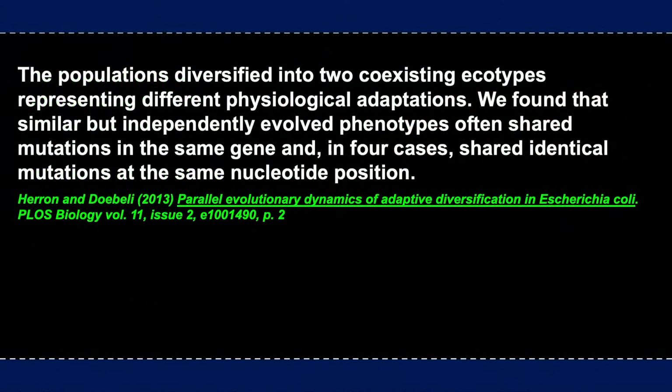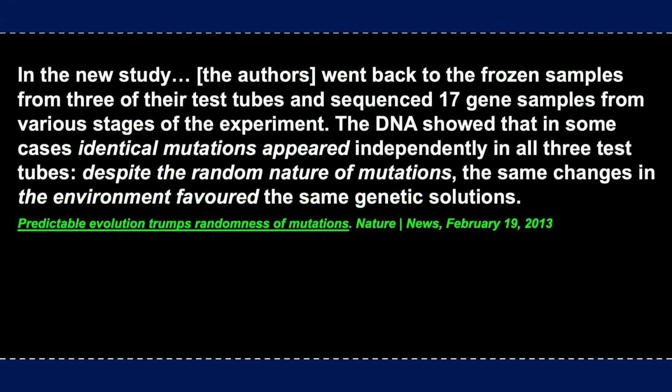It said the population diversified into 2 existing ecotypes representing different physiological adaptations. We found that similar but independently evolved phenotypes often shared mutations in the same gene, and in 4 cases shared identical mutations at the same nucleotide position. Interesting. Here's what Nature News had to say about the same study. It said, in the new study, the authors went back to the frozen samples from 3 of their test tubes and sequenced 17 gene samples from various stages of the experiment. The DNA showed that in some cases, identical mutations appeared independently in all 3 test tubes, despite the random nature of mutations. The same changes in the environment favored the same genetic solutions.